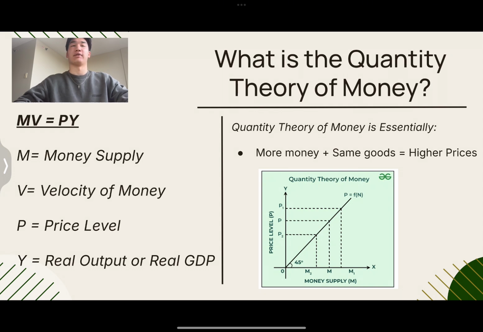This theory assumes that V is stable and Y grows at a relatively constant rate in the long run. Under these assumptions, any sustained increase in the money supply M leads directly to an increase in the price level P, which is inflation. Essentially, when the money supply increases without a corresponding rise in the availability of goods and services, prices tend to rise.